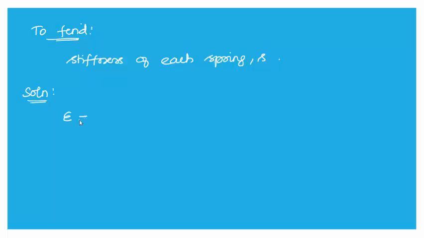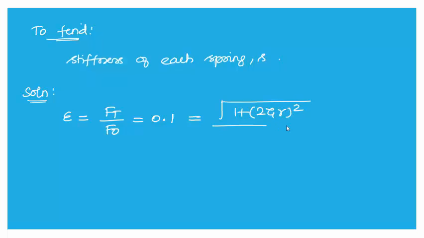So in the problem, the data for force transmissibility is given as 0.1. So we can calculate the force transmissibility in another way using the formula root of 1 plus 2 zeta r the whole square divided by root of 1 minus r square the whole square plus 2 zeta r the whole square. There is no data in the problem for the damping condition. So we can assume that there is no damper provided to the system to reduce the vibration. So for no damping condition, we can neglect the effect of damping. So we can consider the damping ratio value as 0.